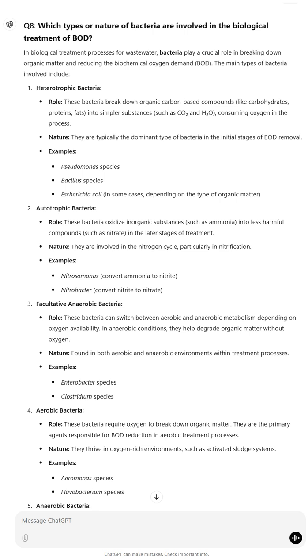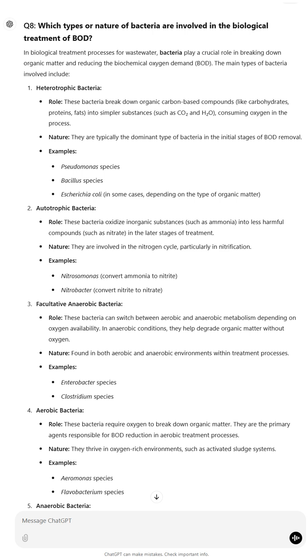3. Facultative anaerobic bacteria. Role. These bacteria can switch between aerobic and anaerobic metabolism depending on oxygen availability. In anaerobic conditions, they help degrade organic matter without oxygen. Nature. Found in both aerobic and anaerobic environments within treatment processes. Examples: Enterobacter species, Clostridium species.